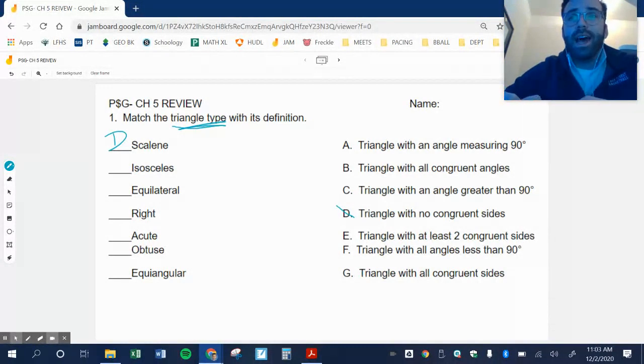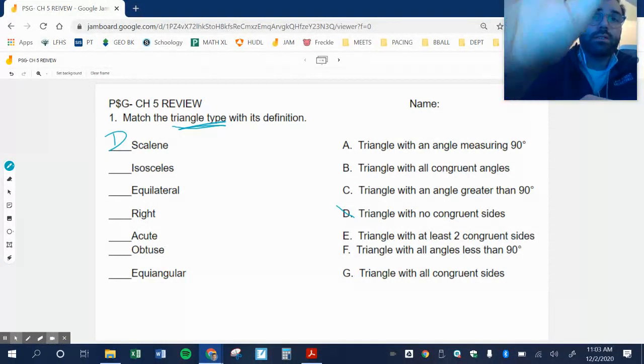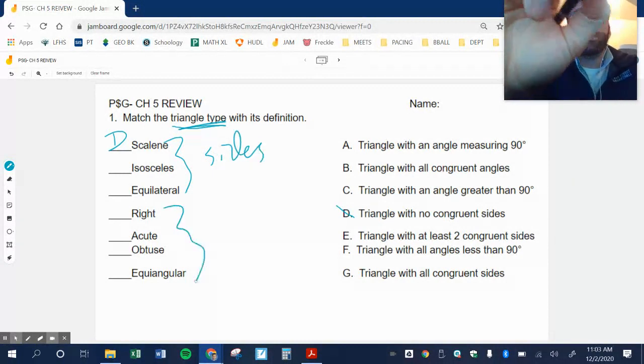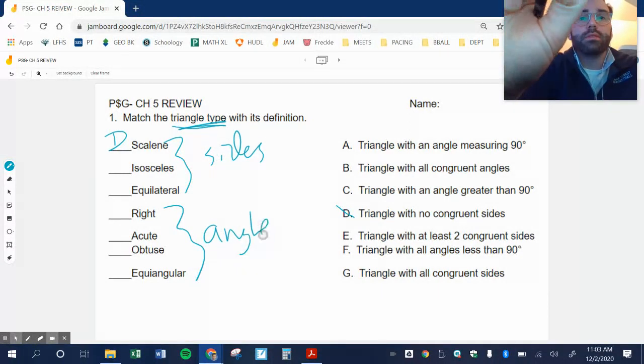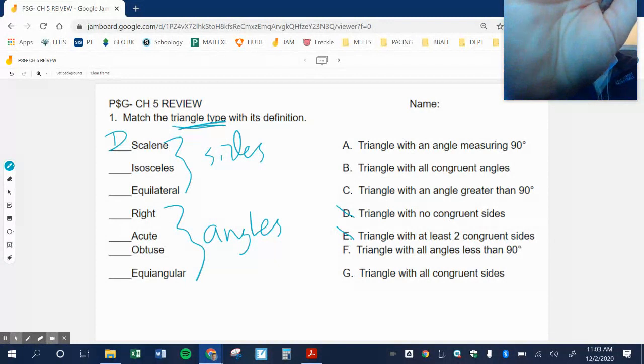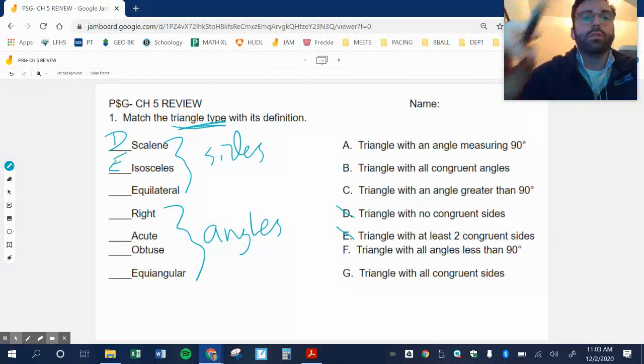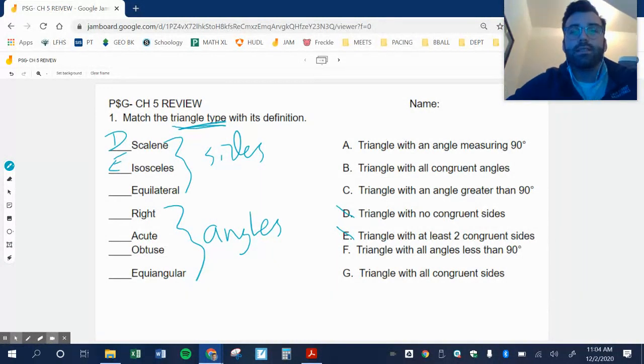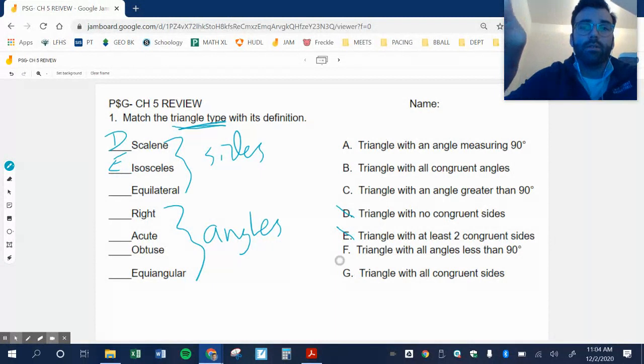Isosceles triangles are also a type of triangle that you classify by its sides. These are all sides. These are all ways to classify by their angles. So for isosceles, hopefully remember, it is a triangle with at least two congruent sides. That's isosceles. Let's keep going. Equilateral: all congruent sides.